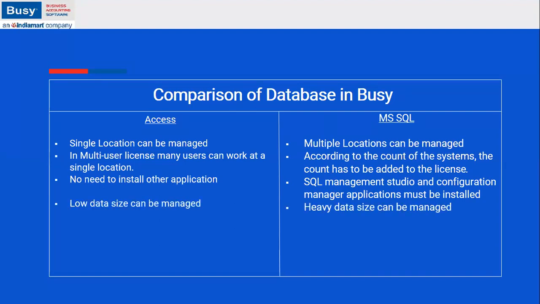Next, comparison is low data size can be managed. So Access database can manage the low data size and SQL can manage heavy data size. So this is the difference. Next, speed can be slow. In Access database, speed can be slow if data size is heavy. So if your data size is increasing day by day in Access database, then speed can be slow.